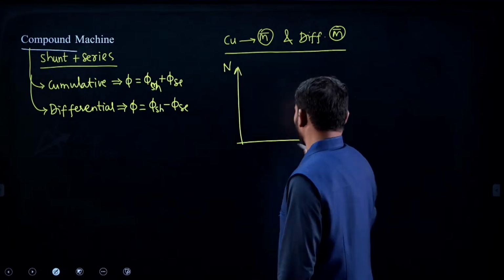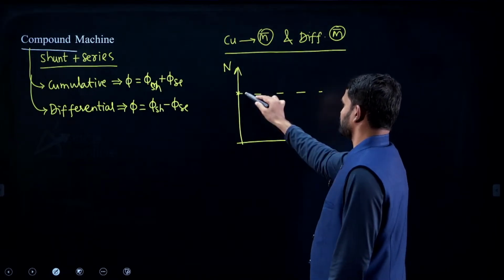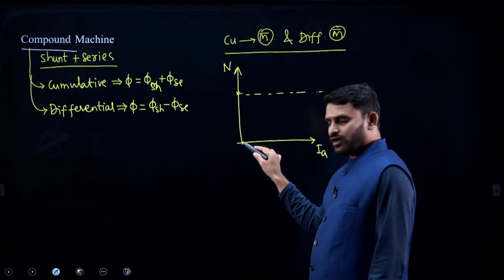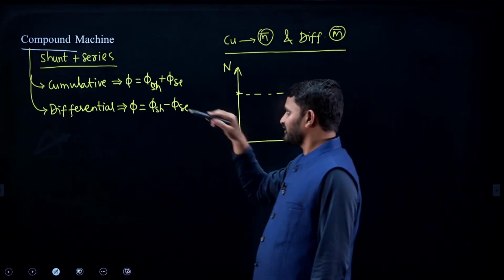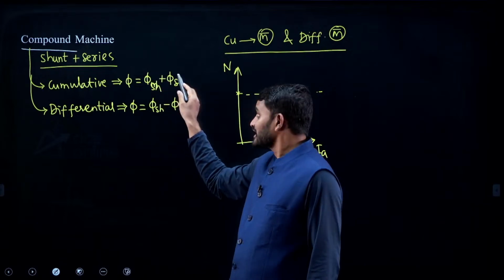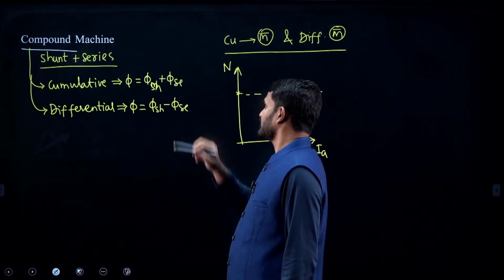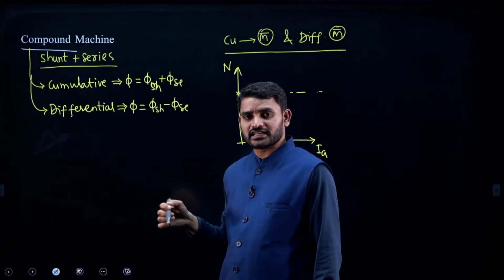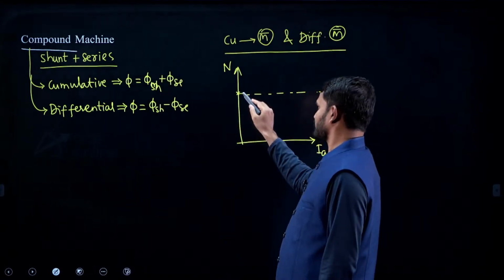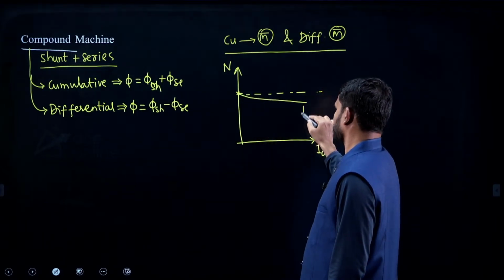Let me take up speed versus current. Certain speed is there. Now, you see no load. So, if you increase the load, what will happen? Definitely the series field flux, there is a chance of increment in series field flux. So, resultant flux increases. If the resultant flux increases, speed will reduce. So, for cumulative compound, it looks like this.